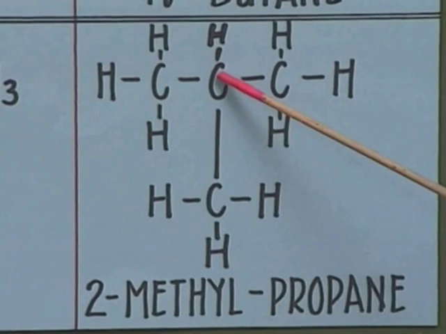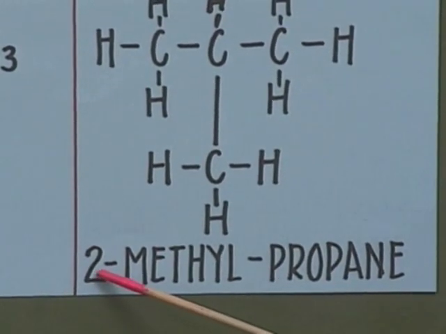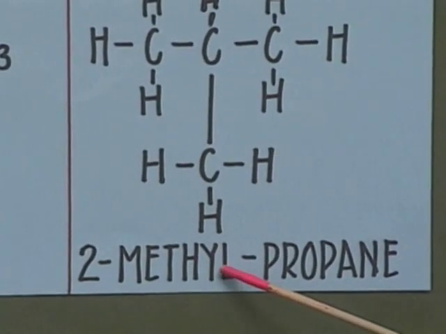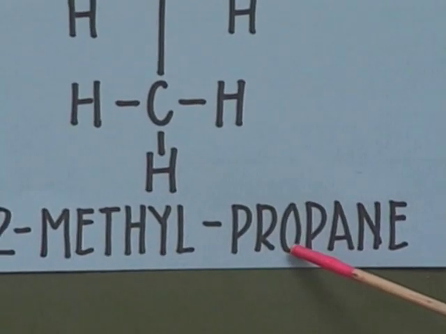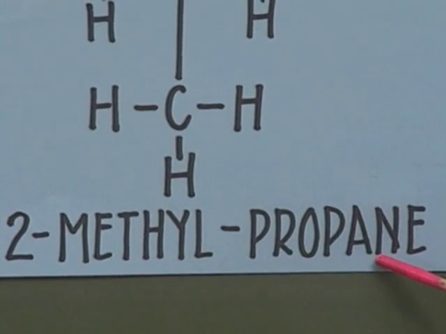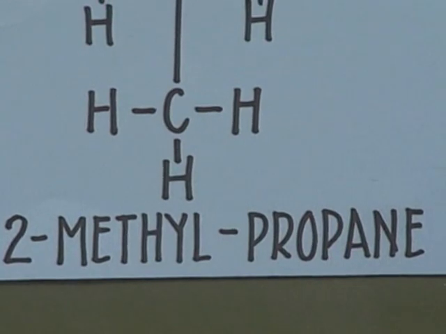So, when we name the compound, we first write the number of the carbon atom on which we did the substitution. So, it's 2. What did we substitute on carbon atom 2? A methyl group. And we have prop here, which indicates the longest chain consists only of 3 carbon atoms, and the name ends in ane, indicating that we only have single carbon-carbon bonds because the compound is saturated.